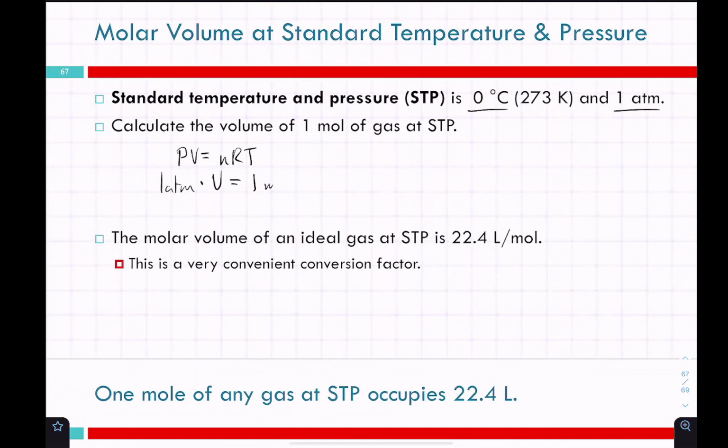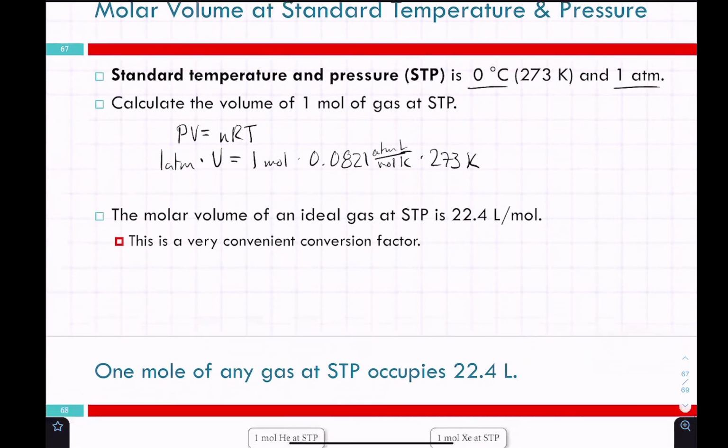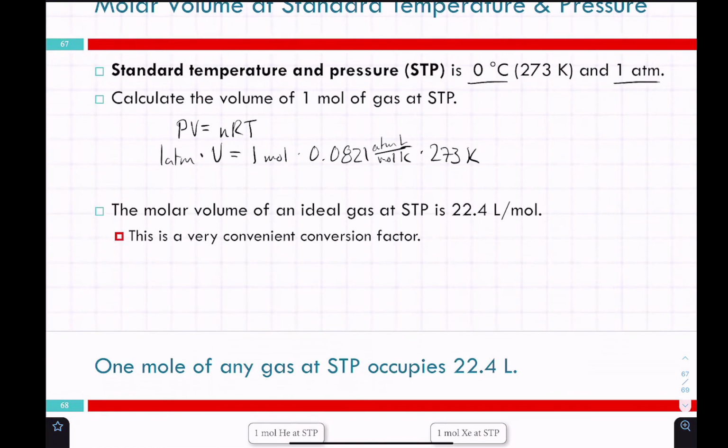We have 1 mole of gas times R, which is still 0.0821, still in atmosphere liter per mole Kelvin. And then standard temperature is 273 Kelvin. I was debating whether to use 273.15, because that's what I use, but I would just add the 0.15 since that's what we've been doing. It makes it more complicated, so I would accept either in that case. So, yeah, 273.15, that's our standard. Kelvin, don't forget that.